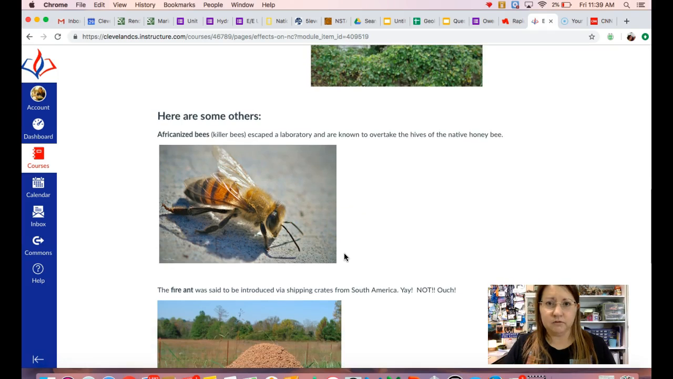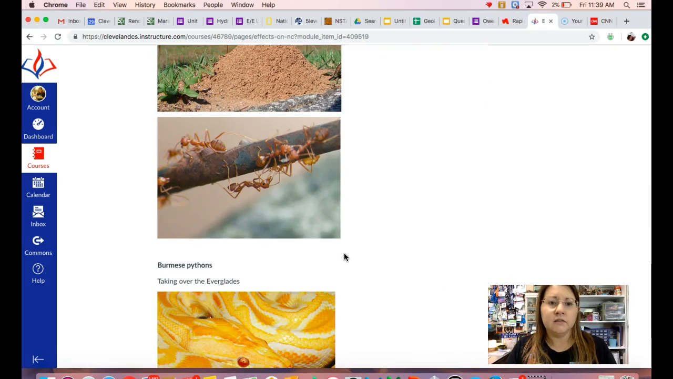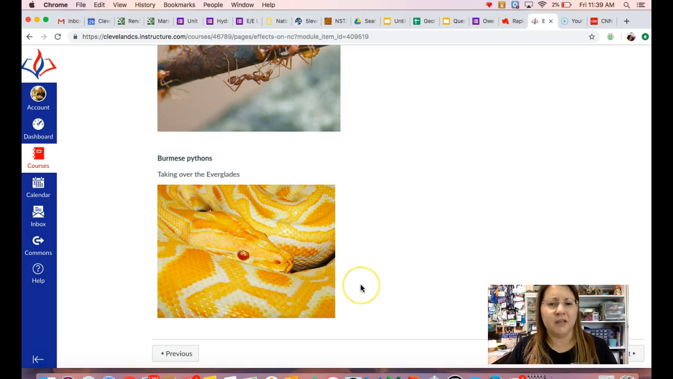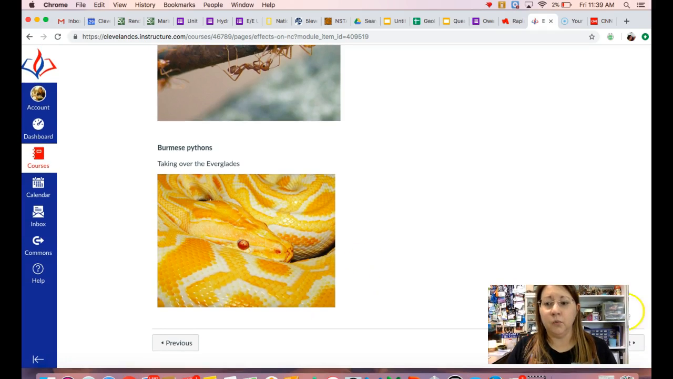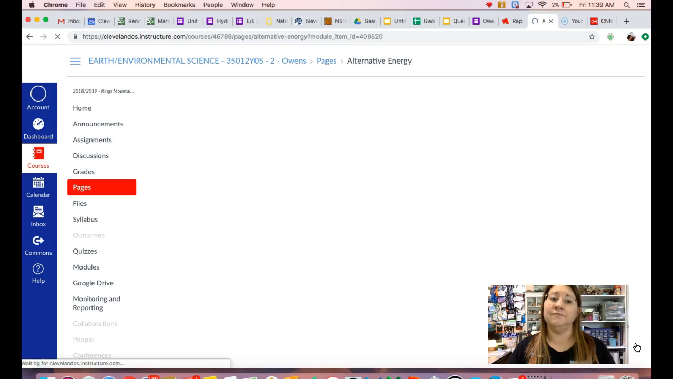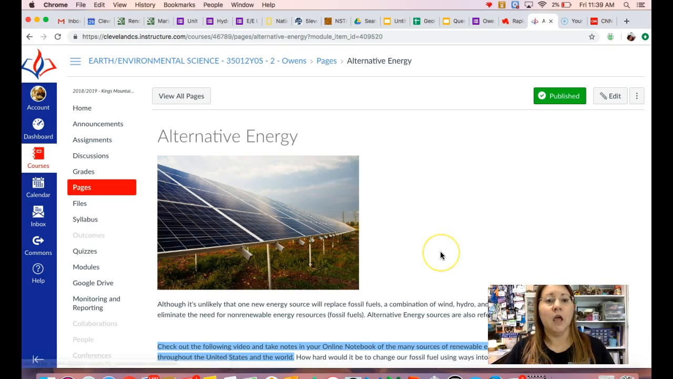Africanized bees are another example of an invasive species. Fire ants. Burmese pythons are a big one in Florida and wetland areas like the Everglades. There are a lot of problems with Burmese pythons, and unfortunately, with global warming, the Burmese pythons aren't staying located in Florida, where they have traditionally been a non-native invasive species. They're starting to move further north, which eventually means you could have some Burmese pythons hanging out in your backyard in North Carolina. Yay, climate change.